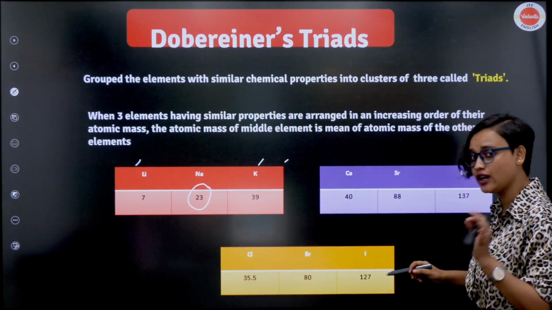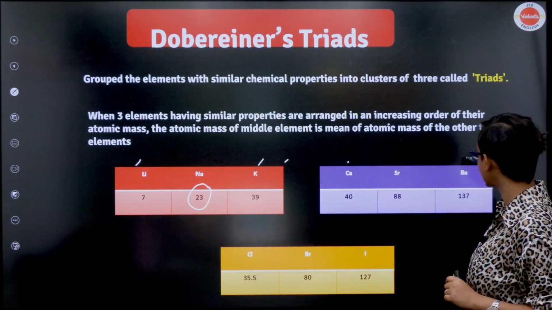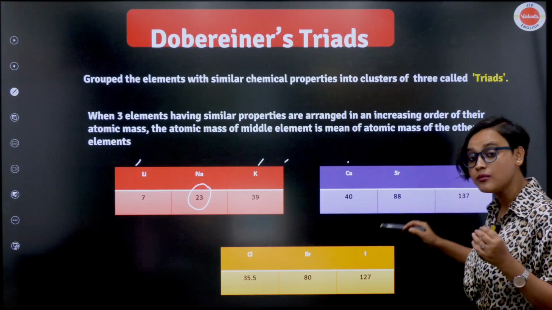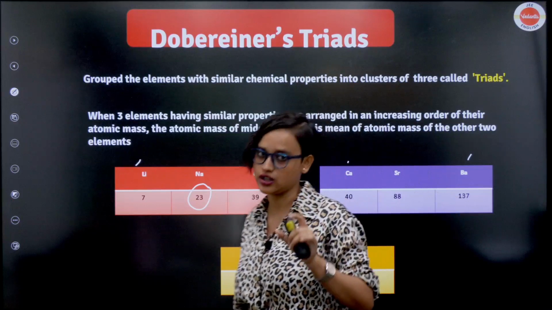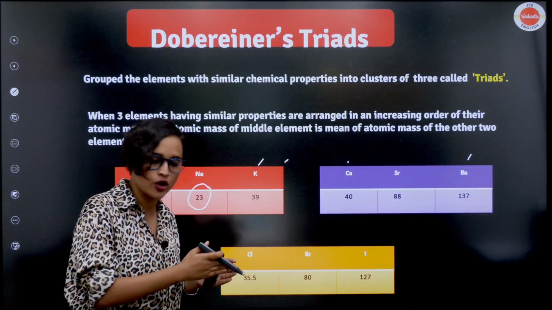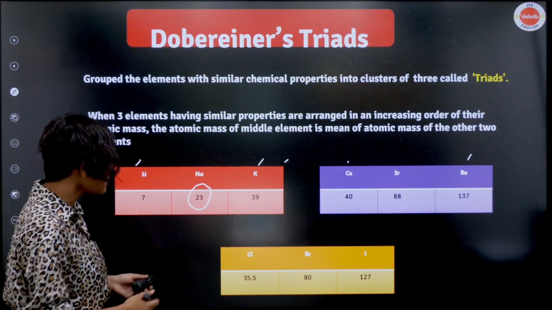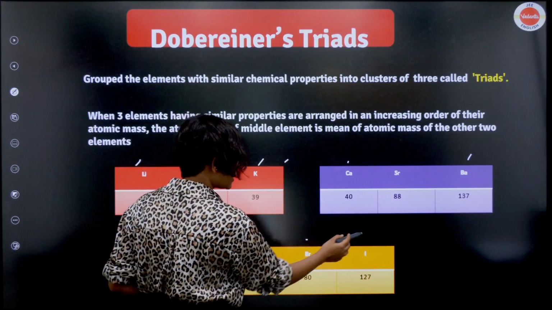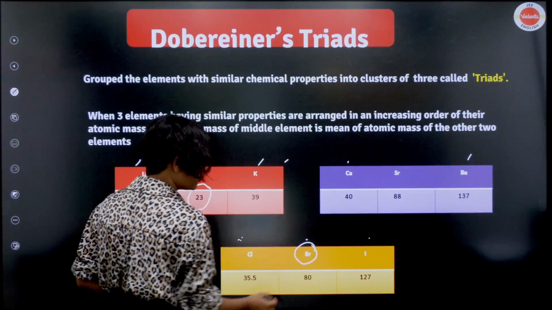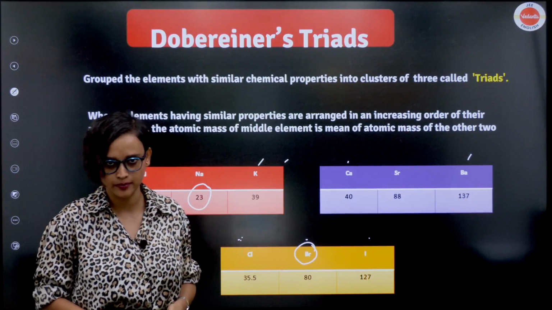It did hold good for calcium and barium also. He took the atomic numbers of calcium and barium and thought he would find strontium's, but that was not the case. There was a very small deviation, meaning it was not following the exact path. Then for chlorine, bromine and iodine, when you take chlorine and iodine and try to find bromine's atomic number, you again see a small deviation.